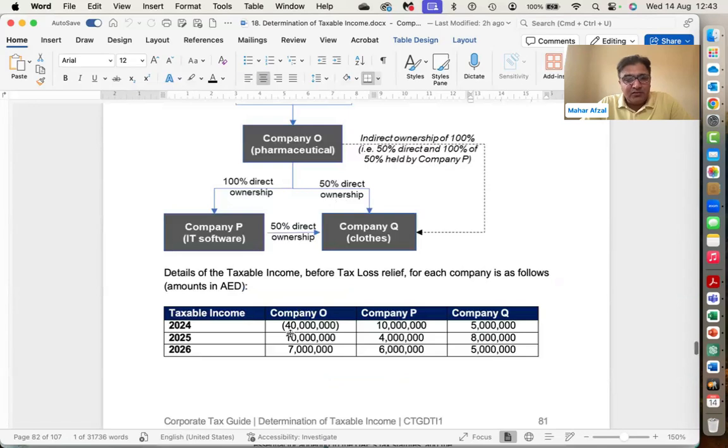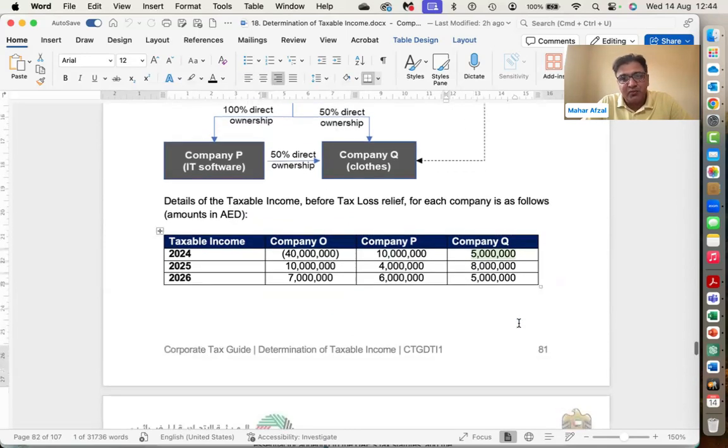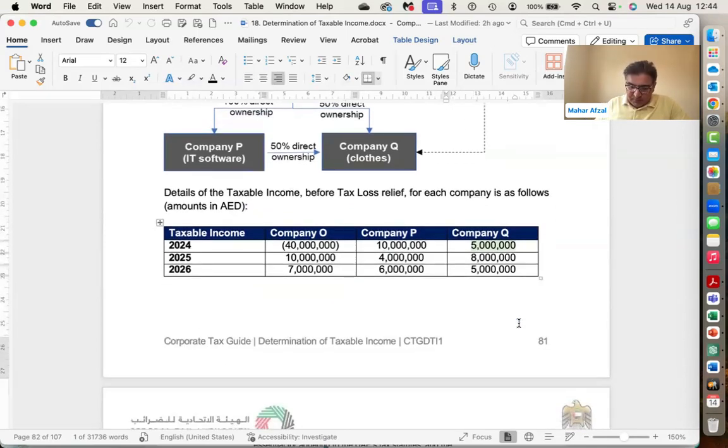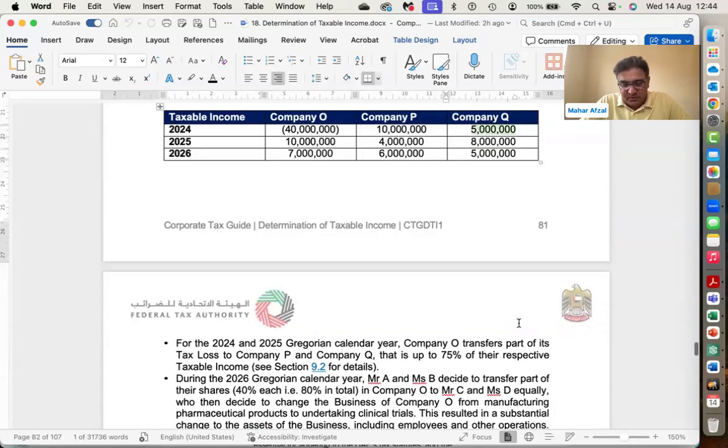This is a loss of 40 million. This is the first year. They're asking whether this loss can be adjusted against the other company. They are adjusting the losses as well. But it will be adjusted at 75% of the taxable income. So 15 million into 75% can be adjusted. The remaining loss will be 40 million less 11,250, which is 28,750. Then next year, again, it can be adjusted up to 75%.